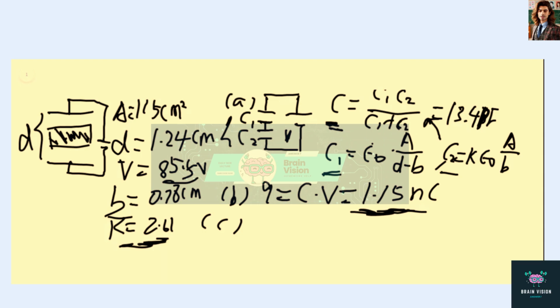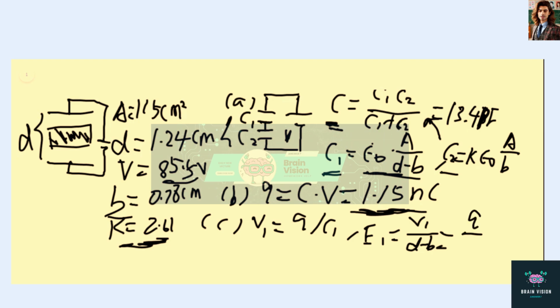The potential difference of C1 will be V1 equal to Q over C1, and we have the expression for C1 over here. The electric field E1 will be equal to V1 over the thickness of C1, which is D minus B. After simplifying, you can see that this equals Q over epsilon naught times A. The value is 1.13 times 10 to the fourth volts per meter.